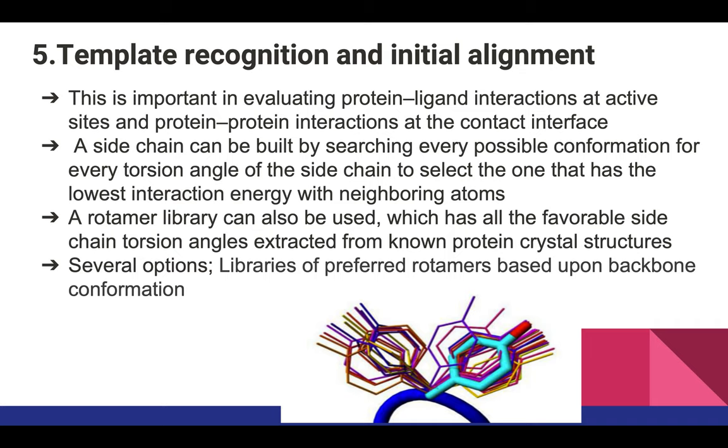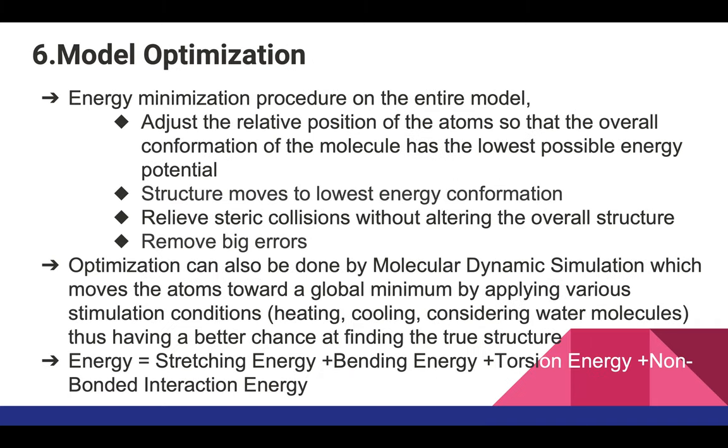A side chain then could be built by searching every possible conformation for every torsion angle, which means every twist and turn, as you can see. When they bend here and there, they create torsion angles. This could select the one that has the lowest interaction energy with the neighboring atoms. A rotamer library could also be used in such a case, whereby it has all the favorable side chain torsion angles extracted from protein crystal structures. There are other databases for that, and apart from that, you also have several options, such as libraries of preferred rotamers based upon backbone conformation. A lot of databases for homology sequences usually have that incorporated.